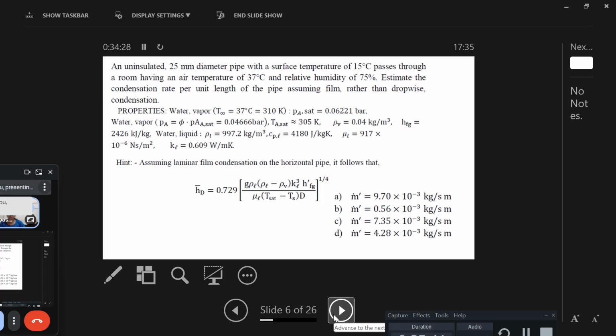Now an uninsulated 25 millimeter diameter pipe with a surface temperature of 15 degrees Celsius passes through a room having an air temperature of 37 degrees Celsius and relative humidity of 75 percent. Estimate the condensation rate per unit length of the pipe, assuming film rather than dropwise condensation. So it is a film condensation.